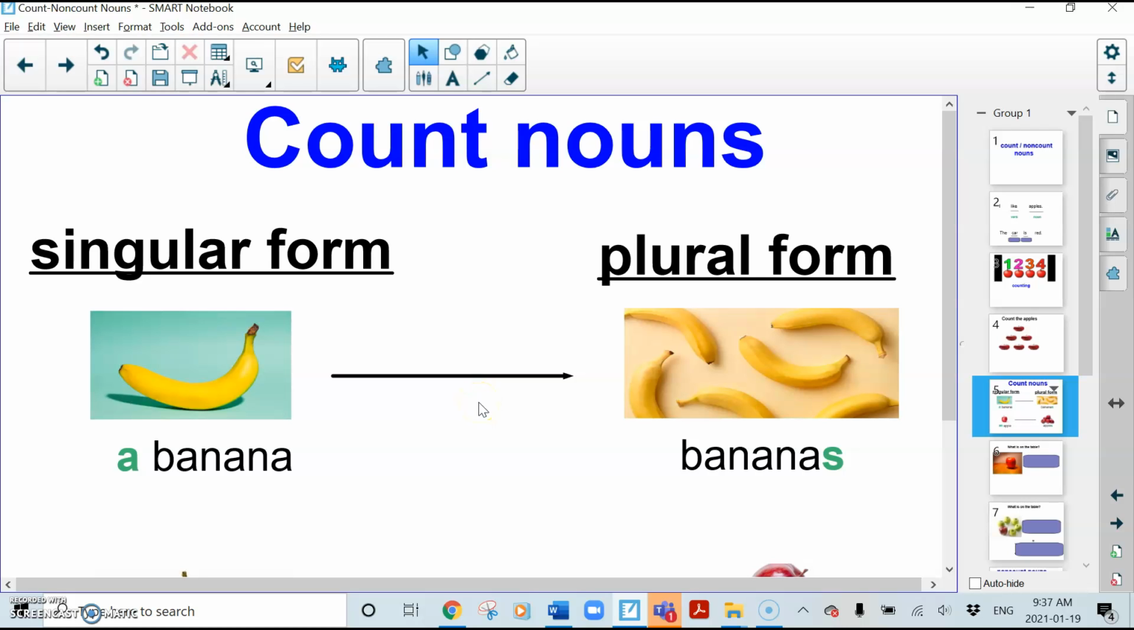So count nouns, they have 2 forms. One is singular form. We say a banana. We use a. A banana means 1. And many bananas is the plural form. We use s. Bananas. A banana, singular. Bananas, s. Plural. We say plural s.